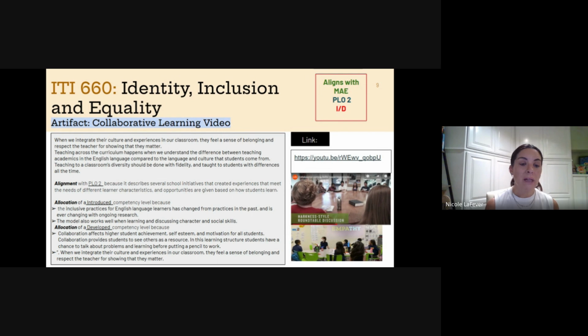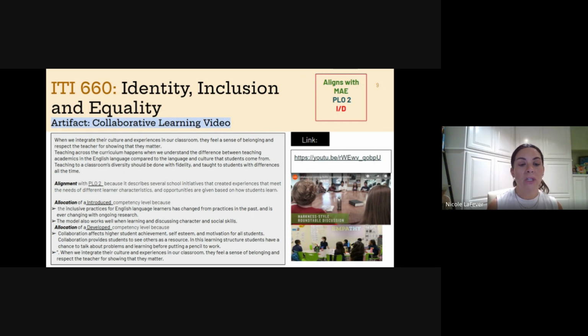I aligned this with PLO2 because it describes several school initiatives that created experiences that meet the needs of different learning characteristics. Opportunities are given based on how students learn. I allocated this as developed because the inclusive practices for English language learners need to start from just knowing those basic foundations of how to communicate and growing on their communication.